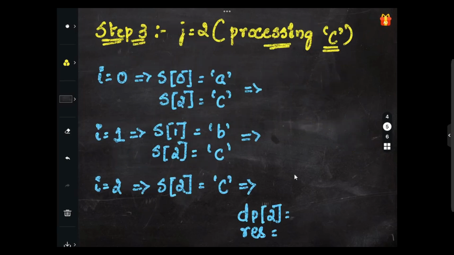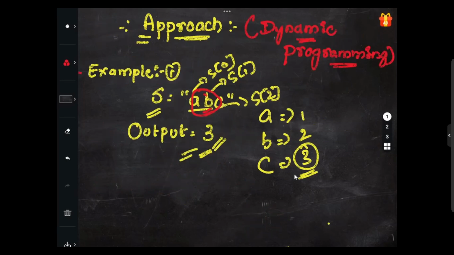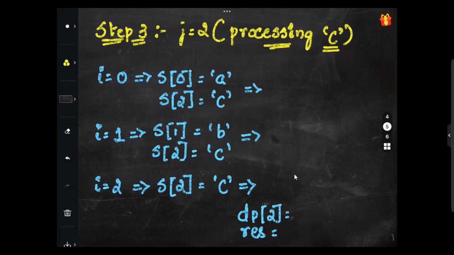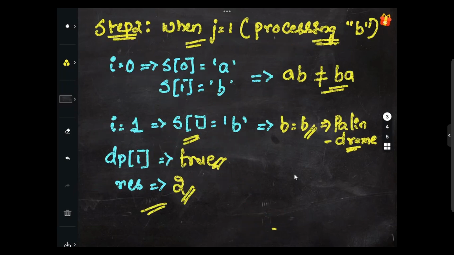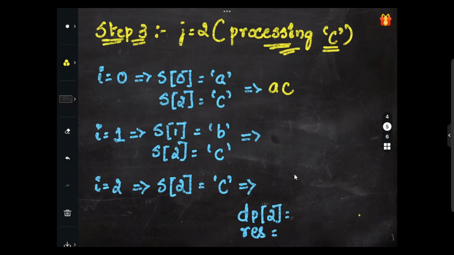So let's move on with the third step. For the third step, we have to consider the whole string, abc, all 3 letters, right? So I'll come here. S of 0 is a and s of 2 is c, so we get ac. We are processing c here. In the previous step we processed b, and in the first step we processed a. So in step 3 we are processing c. Is ac equal to ca? No, right? So this is not a palindrome in this case.